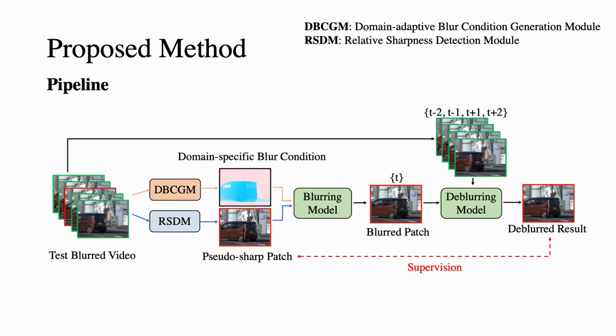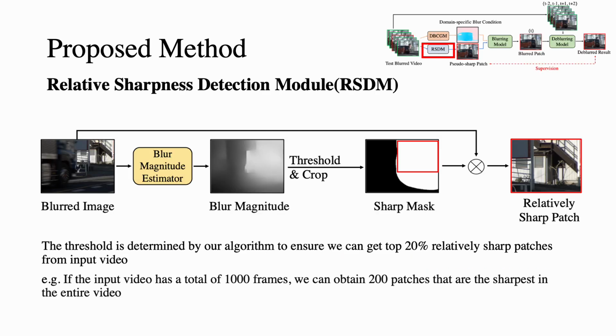Finally, we take this blurred patch along with its neighboring frames from the test blurred video as input data for a video deblurring model. This enables us to perform supervised training, adapting the deblurring model to the specific characteristics of the blurred video. The relative sharpness detection module takes a blurred image as input and outputs a relatively sharp patch.